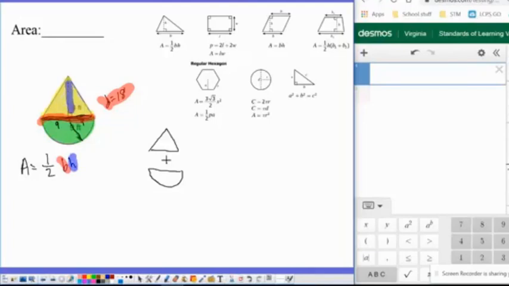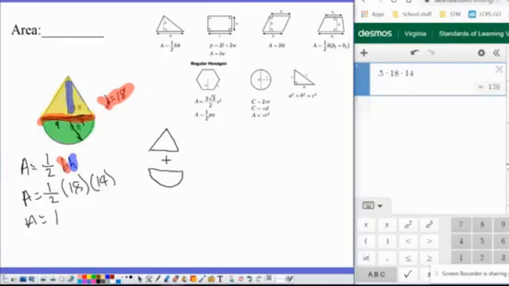So then I have 14 for the height, and now that I have the base and height of the triangle, I can plug that in. So 1/2 of 18 times 14, and the area equals 0.5 is the same thing as 1/2, so 0.5 times 18 times 14, and I get 126, and that's in feet. So area is going to be 126 feet squared. But that is just for the triangle. I still need to find the area for half of that circle.